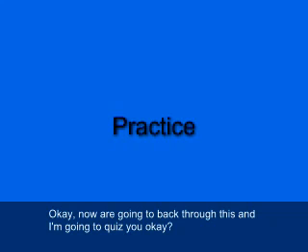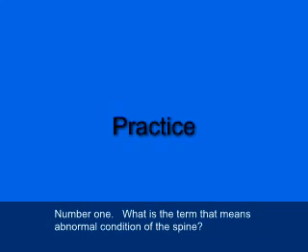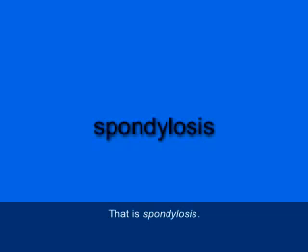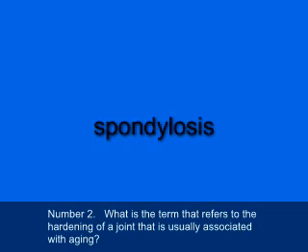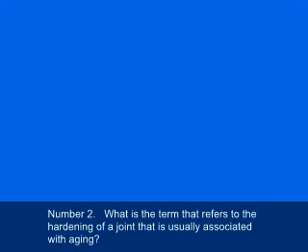Okay, well, now we're going to go back through this with some practice. I'm going to quiz you, okay? Here we go. Number one, what is the term that means an abnormal condition of the spine? Well, that is spondylosis. Number two, what is the term that refers to the hardening of a joint that's usually associated with aging?